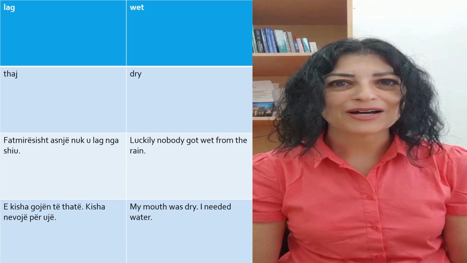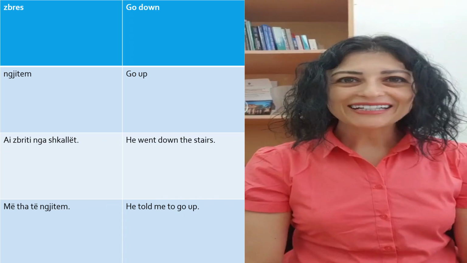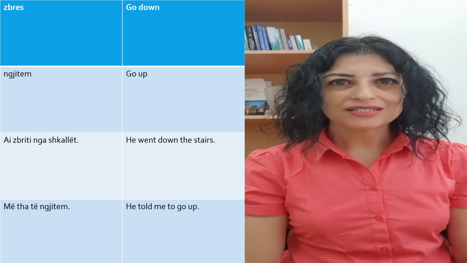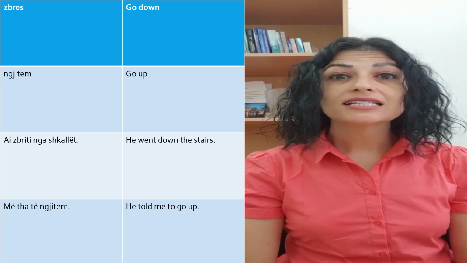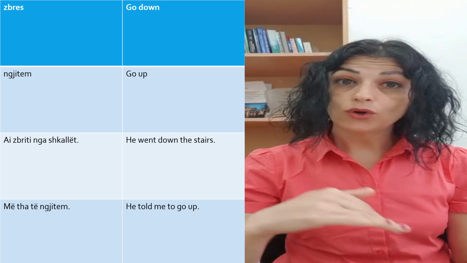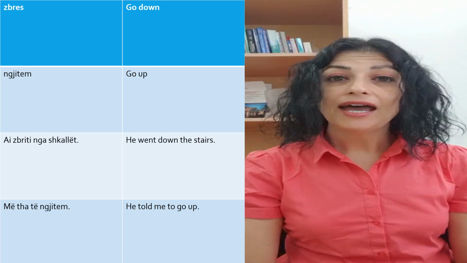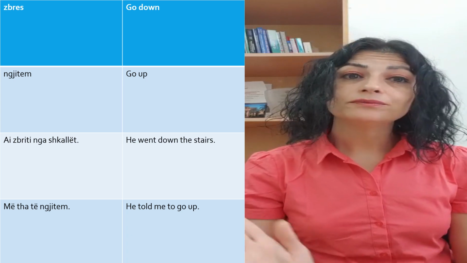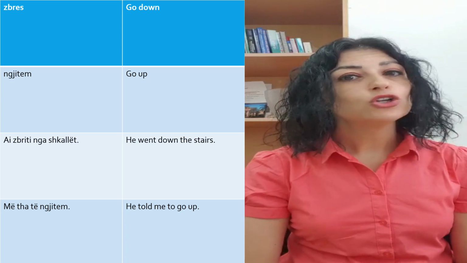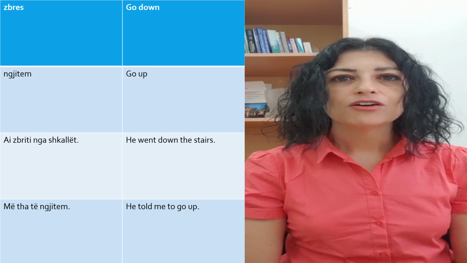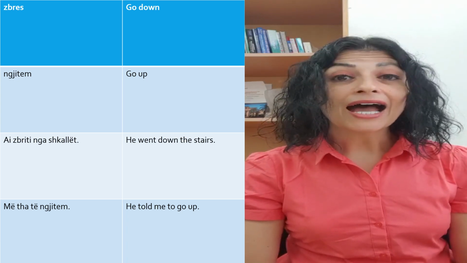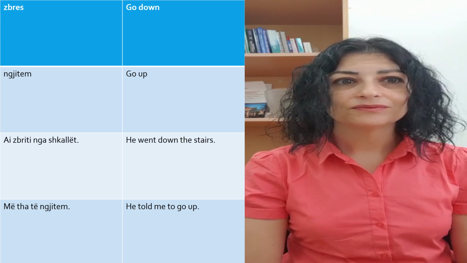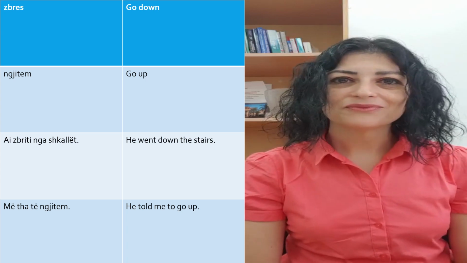Let's see some more examples. Alright, let's see here two more examples. The verb zbres. Zbres, to go down. And the opposite is ngjitem. Ngjitem, to go up. For example, ai zbriti nga shkallët. Ai zbriti nga shkallët. He went down the stairs.